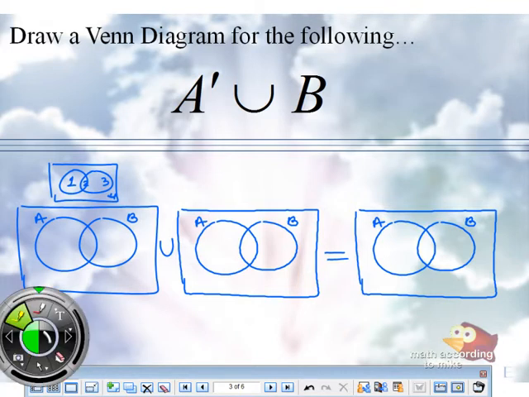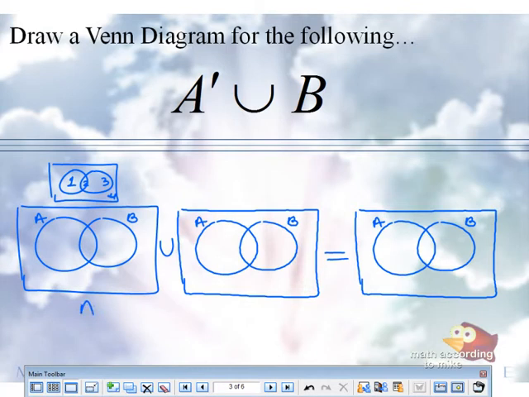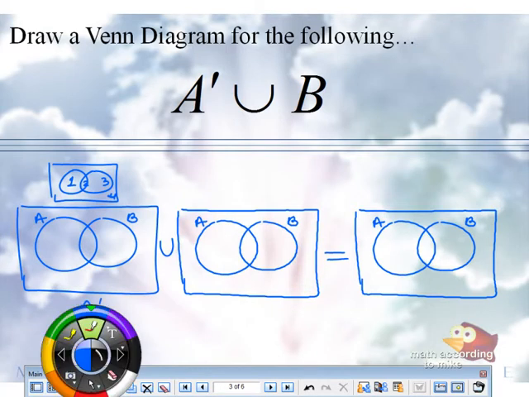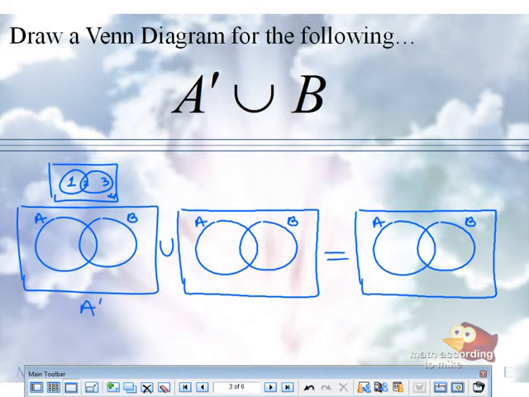So for our first one, what we're going to do is we're going to draw A prime. A prime means everything that's outside of A. So what sections are outside of circle A? 4 and 3. 4 and 3 are outside of circle A.